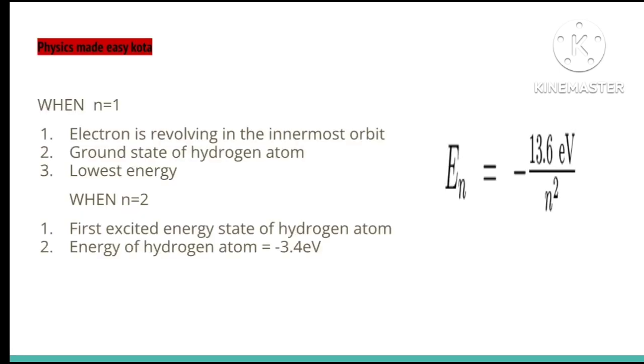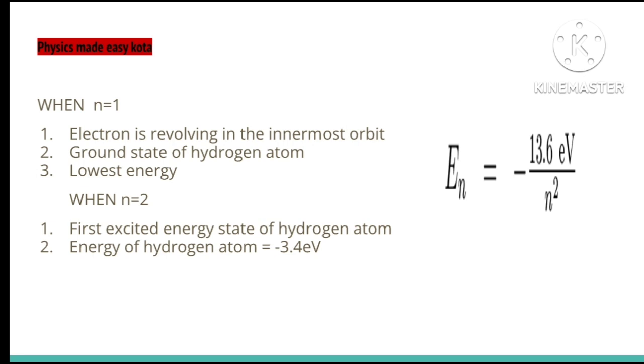In this case we say that the electron is revolving in the innermost orbit, which is also known as the orbit closest to the nucleus. This is the lowest energy of the hydrogen atom, and we can calculate the energy by using the relation of En. The answer is minus 13.6 electron volts. So this energy level is the ground state of the hydrogen atom. When the hydrogen atom has the lowest energy, the atom is said to be in the ground state.